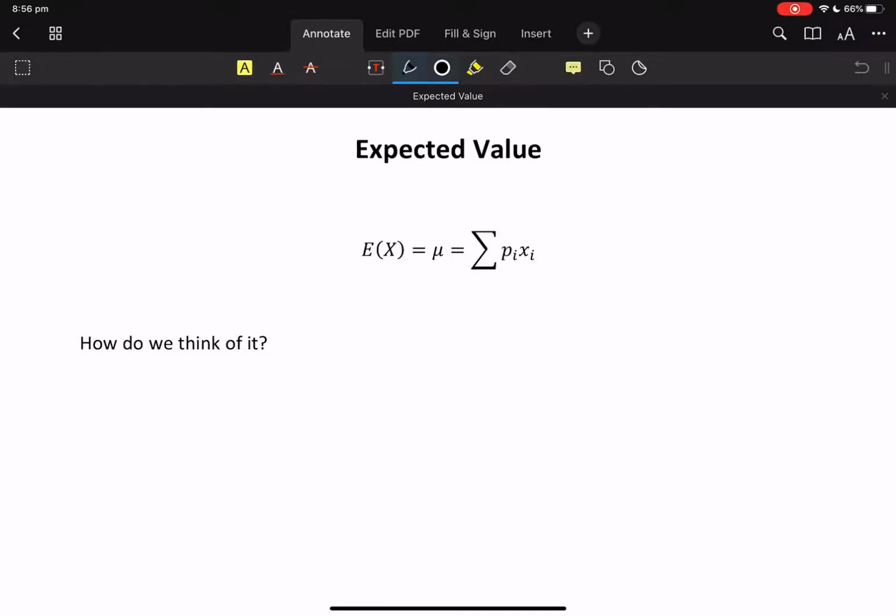So, expected value. We have this rule in our formula sheet, and let's start to make sense of it. First of all, how do we think about the expected value?